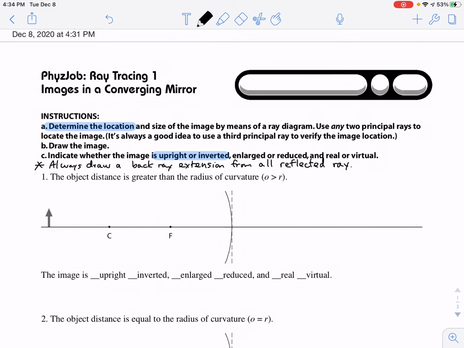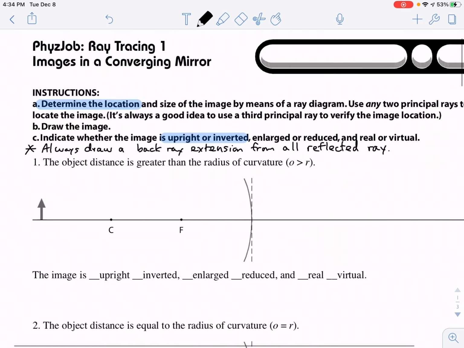Please use a straight edge or a ruler to complete this activity. Here we go. I'm going to color code everything. I'm going to make my incident rays in black, my reflected rays in blue, and my back rays are all going to be gray. I would highly recommend that you use colored pens or pencils or highlighters accordingly.